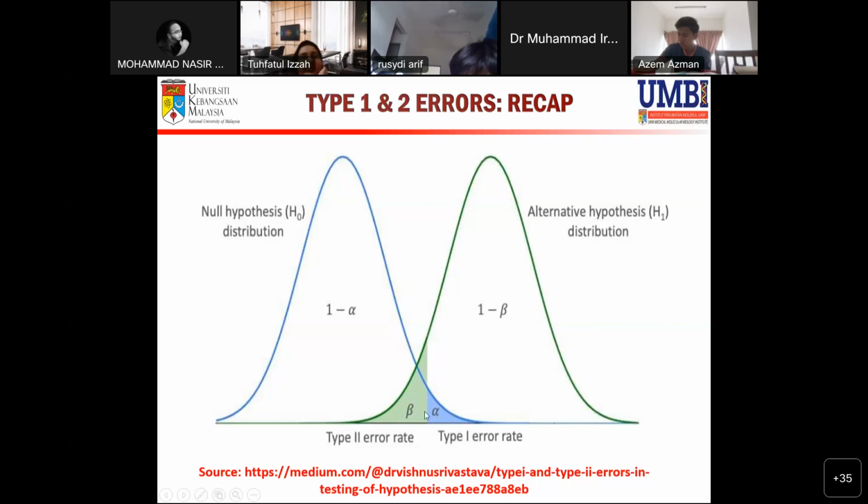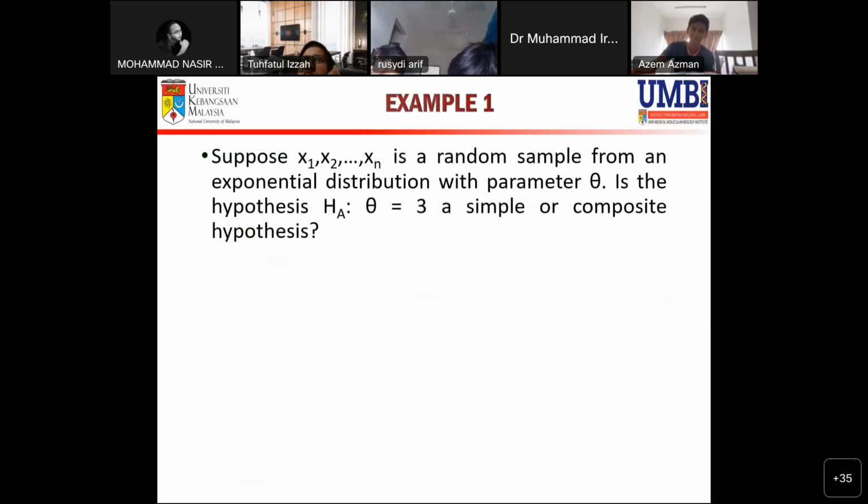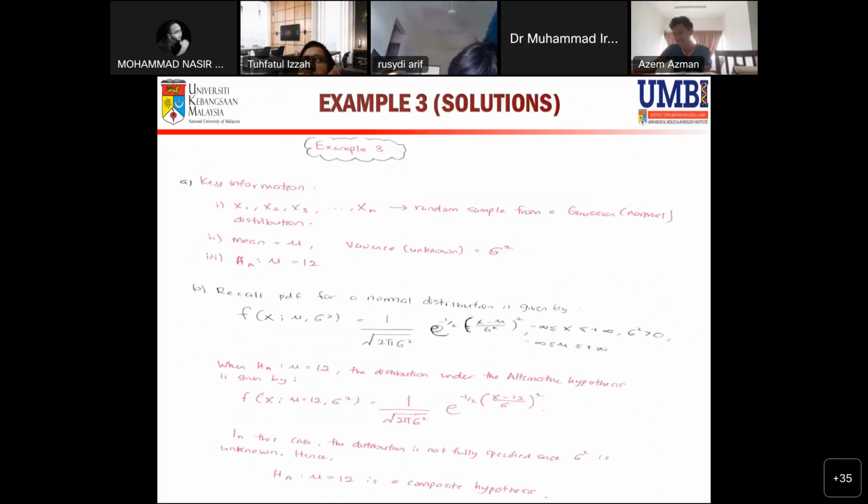There will be lots of critical regions that you can define there, but there will be one critical region where the power is at the maximum. For example, if you fix alpha here, perhaps this region is where the power of the test can be maximized and the type 2 error can be minimized. So that's what the definition is all about.